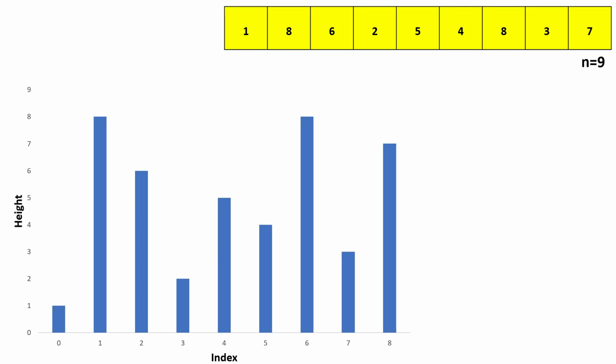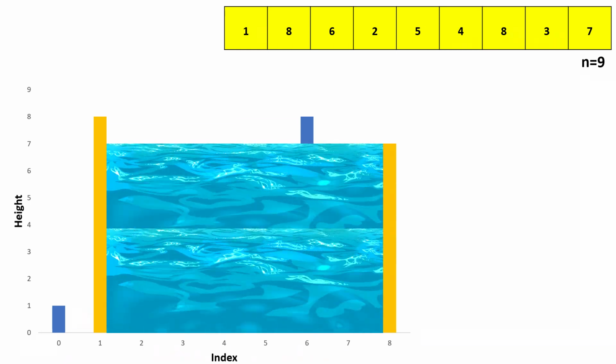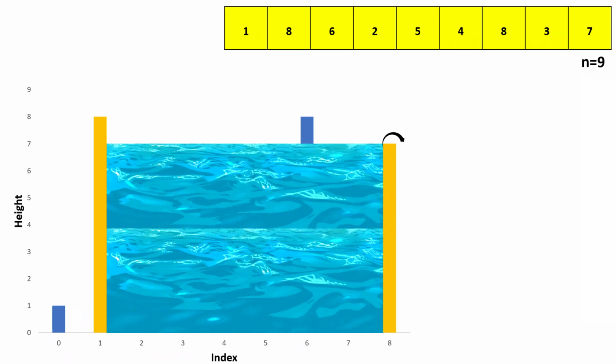Now if we take any two heights at a time and pour water inside it, it would act as a container. For instance, if we take the first two elements, we can pour water inside it up to this level. If we pour more water, it will overflow from the left side. Similarly, if we take these two heights, it can hold water up to this level. If we pour more water, it will spill over from the right side.